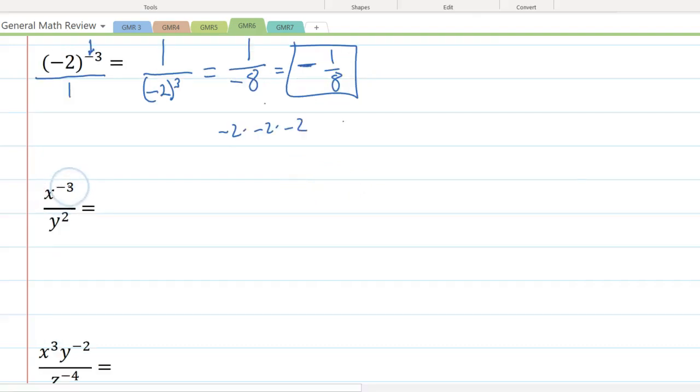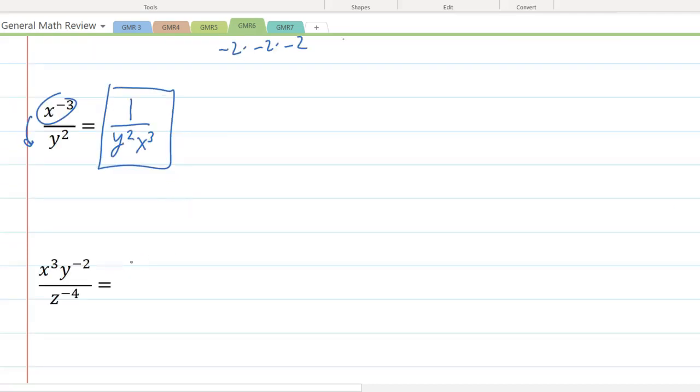I have x to the negative 3 over y squared. Again, if we look at it closely, I know the y squared, he has a positive exponent, so he's perfectly happy. We leave him on the bottom, y squared. The x to the negative 3, he's not happy as a numerator, so I need to bring him down to the denominator, x cubed. If you have nothing left on top, you put the invisible 1.